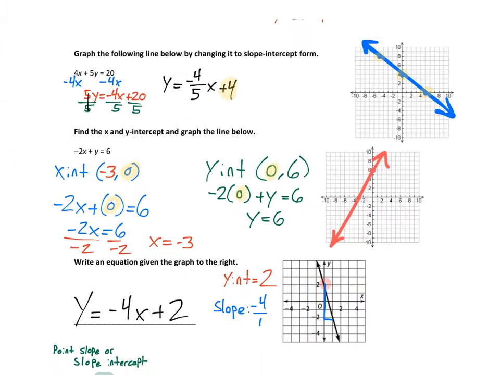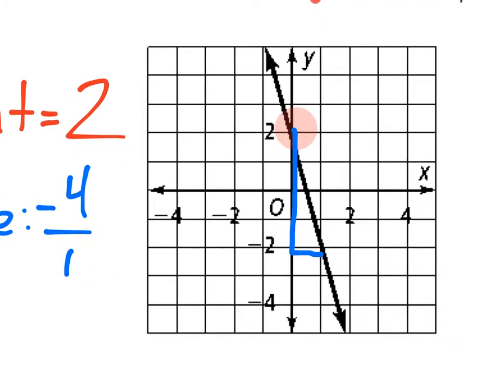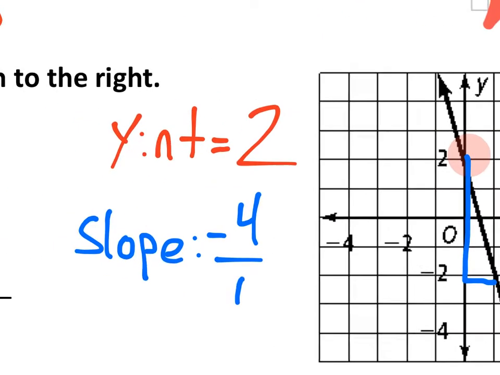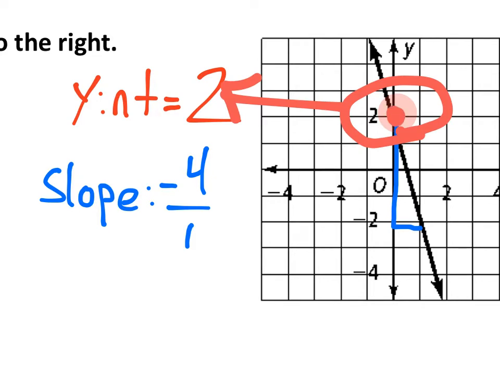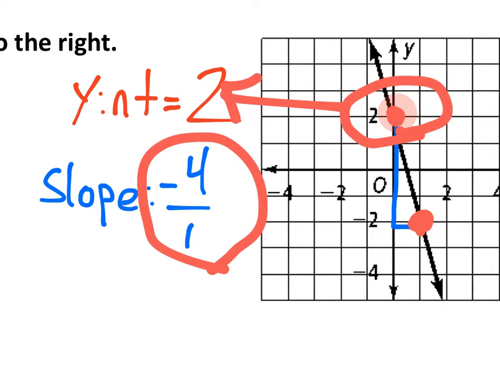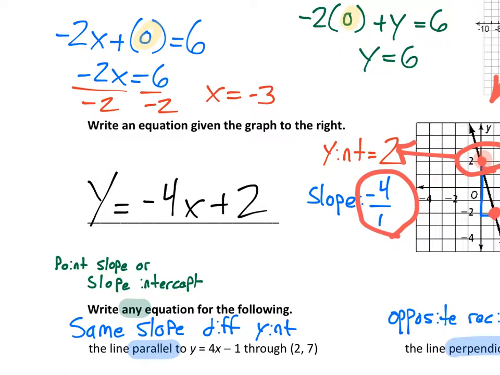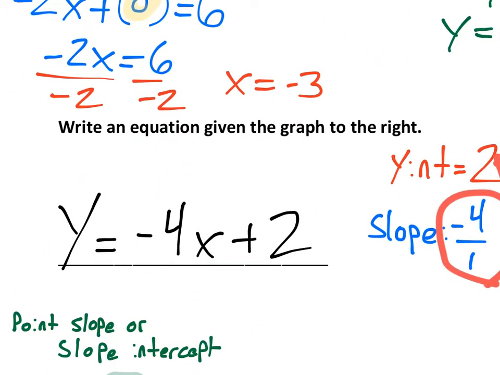All right. Write an equation given the graph to the right. This has us look for the key components of a linear equation, which is y-intercept and slope. I can see my y-intercept is at a 2. To find slope, I just count between two whole number points. So I use my y-intercept. I notice I had to go down 4 to the right 1. Thus my slope is -4 over 1. So then with that, here's my equation. Y equals -4x plus 2.